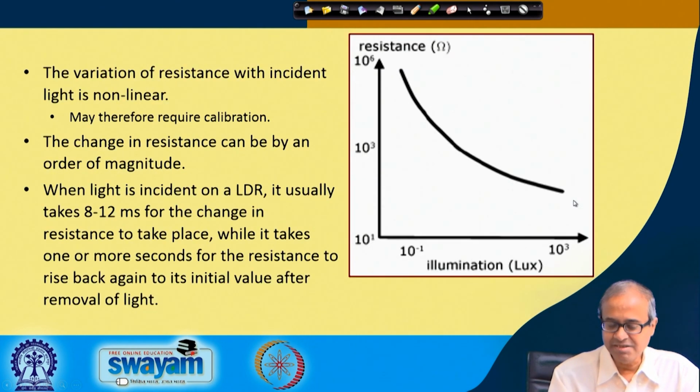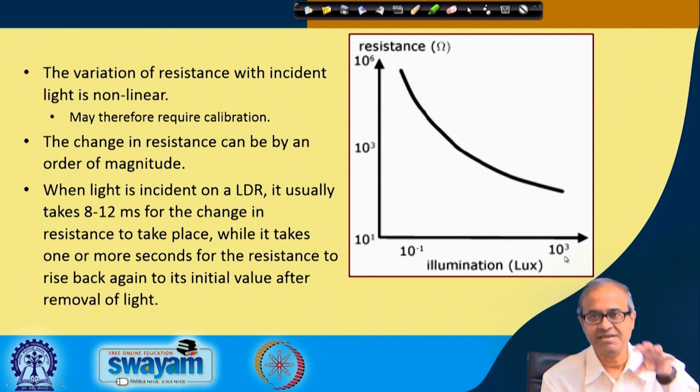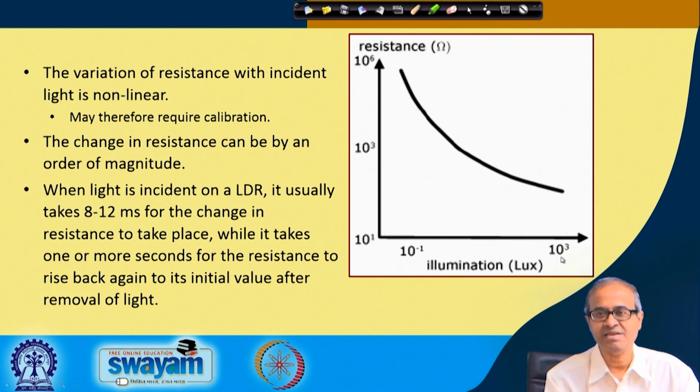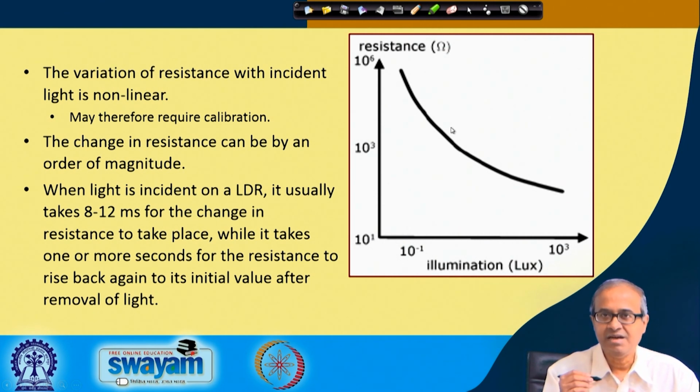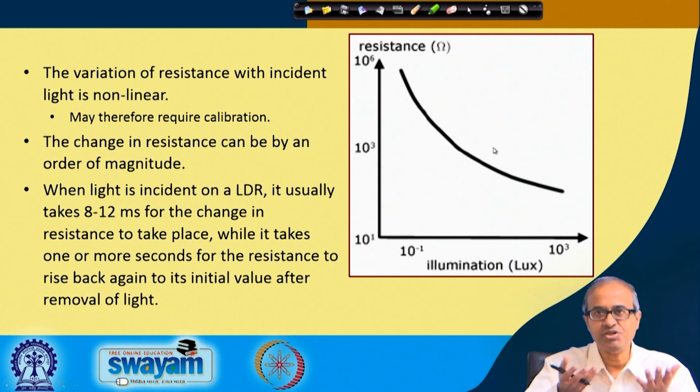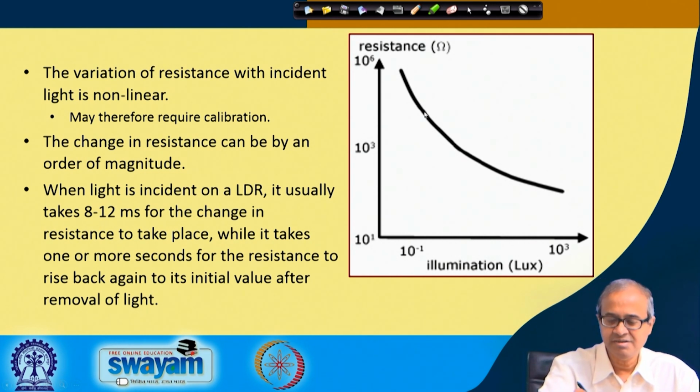And the other property is that as the illumination increases, the intensity of light, well, the unit of illumination is lux, you may be knowing, the resistance decreases exponentially. So, one point to notice is that, unlike LM35, this is not a linear device. The resistance is not proportional to the intensity level, it follows this kind of exponential curve.